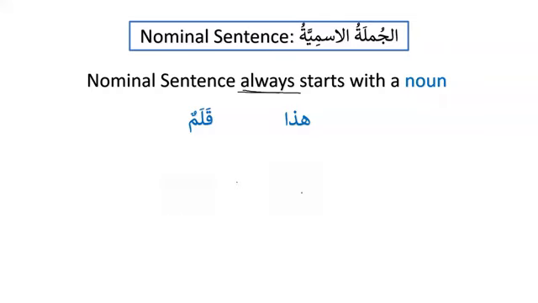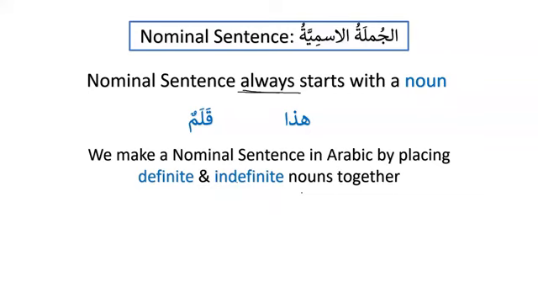So what we will do now, we can make a nominal sentence by placing definite and indefinite nouns together. So when we put a definite and an indefinite noun together, now we will get a complete sentence. So hada is definite, qalamun is indefinite, and this is a pen.